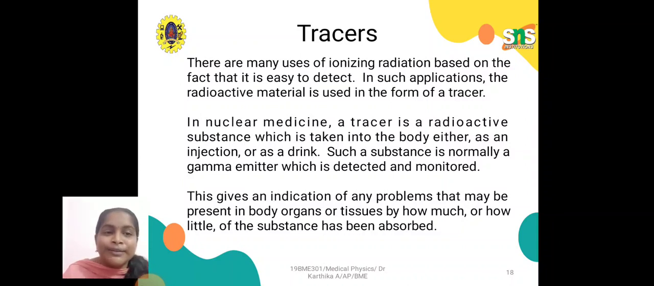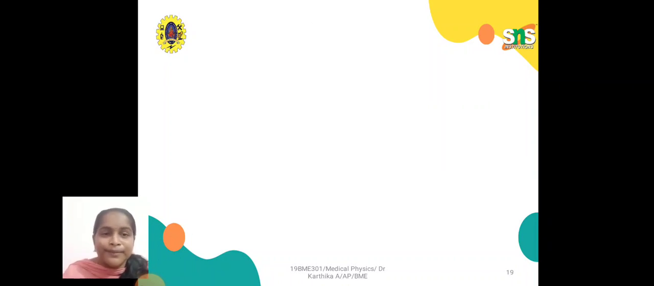In nuclear medicine, a tracer is a radioactive substance which is taken into the body either by an injection or a drink. Such a substance is normally a gamma emitter which is detected and monitored. This gives an indication of any problems that may be present in our body organs or tissues by how much or how little of the substance has been absorbed. So we can have tracers for treatment and therapy.